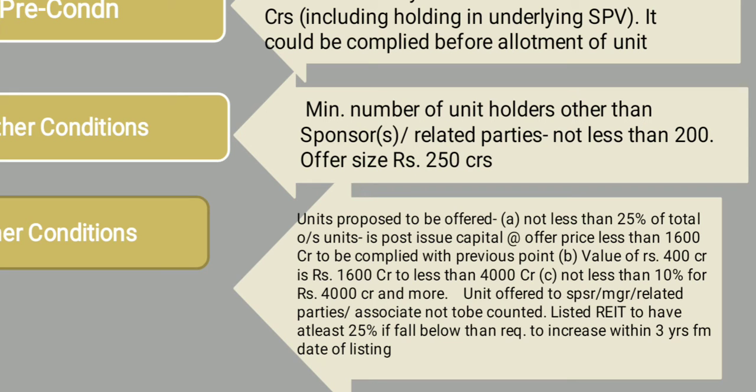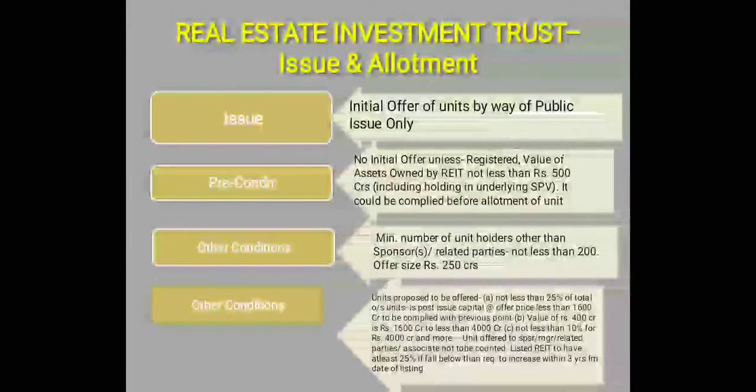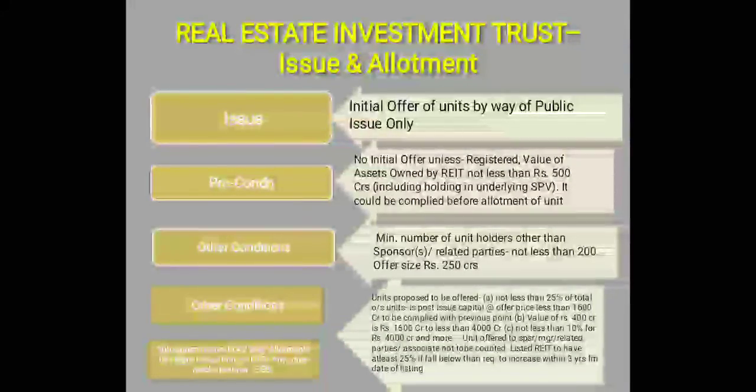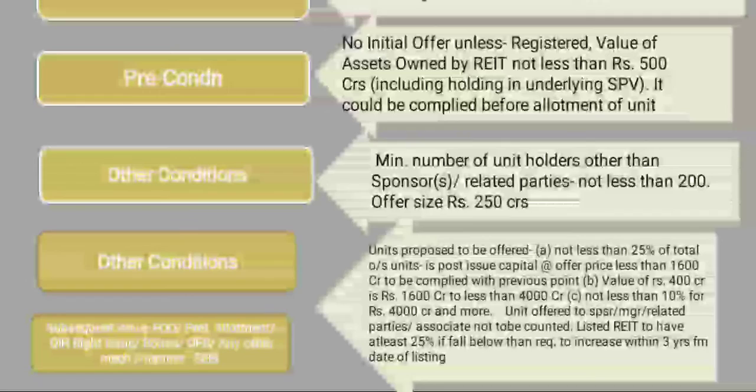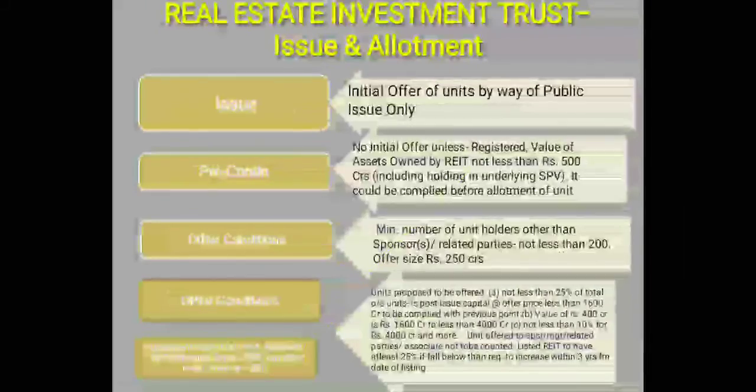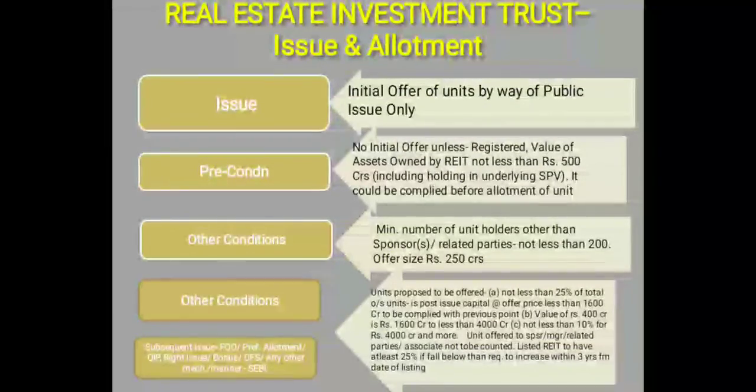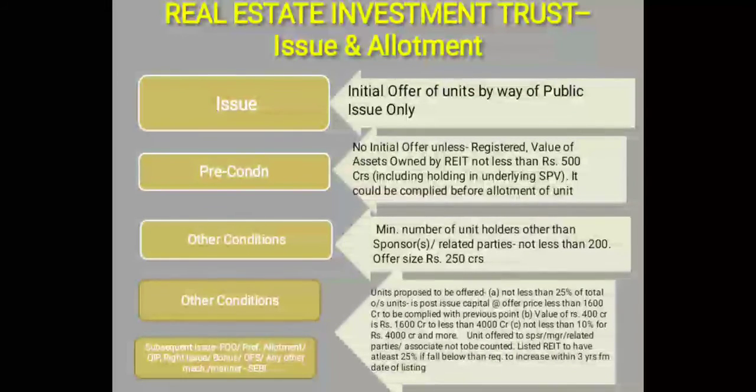Suppose now the REIT gets listed and the subscription from the public falls below 25%, then REIT is required to increase it to 25% within 3 years from the date of listing. Then subsequent issue could be made by way of follow-on offer, preferential allotment, qualified institutional placement, rights issue, bonus issues, offer for sale or any other mechanism and in the manner as may be specified by SEBI. So, the compulsion of public offer is when the REIT first time floats a scheme for investment in a particular asset.